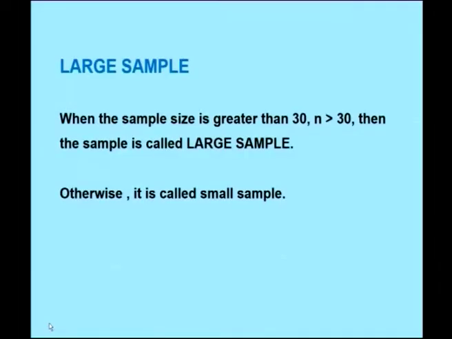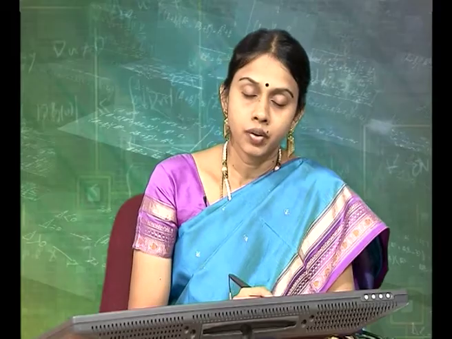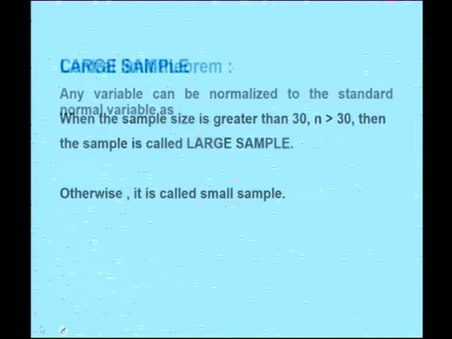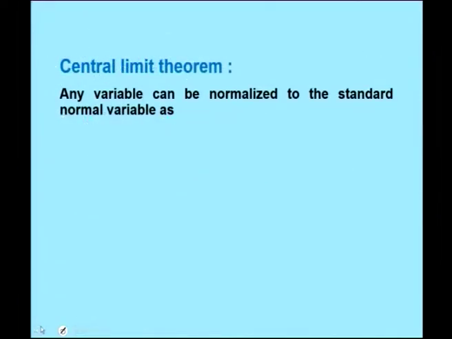Okay. Now we are going into the test of significance for large samples. There are two types of samples, one is called large sample, another is called small sample. When the sample size n is greater than 30, the sample is called a large sample, otherwise it is called a small sample. There is a separate test of significance for large sample and a separate test of significance for small sample.